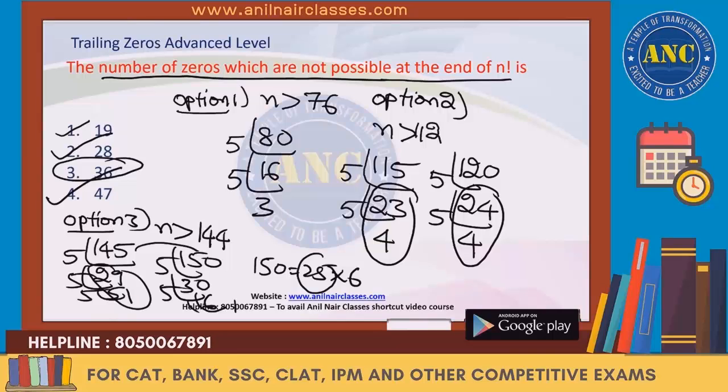5 16s are, 5 3s are. 16 plus 3 is 19. The first option is possible. In the second option, 28 is also possible. The third option is not possible. So the answer for this question is 47. I hope this is clear. Trailing zeros, advanced level. Next one.